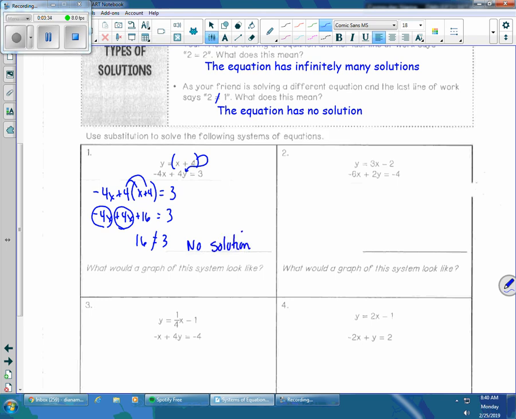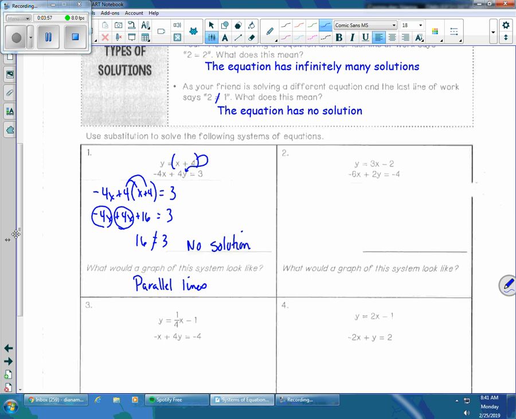It doesn't mean the system's wrong. There's just no number that will make both equations true at the same time. So if we were graphing this system, it's going to look like parallel lines. Remember when we were solving with graphing, we said the place where they crossed is the solution. So if the lines never cross, there is no solution.